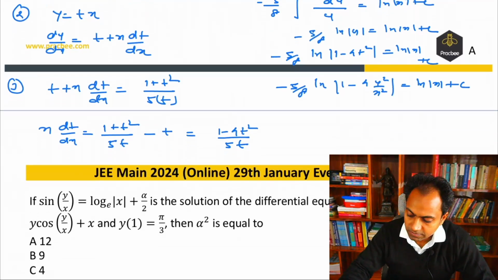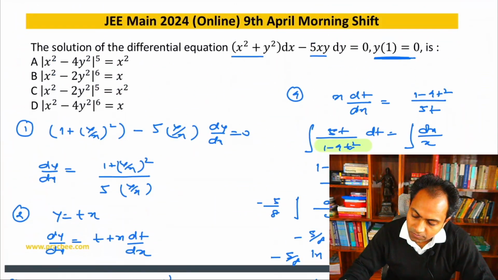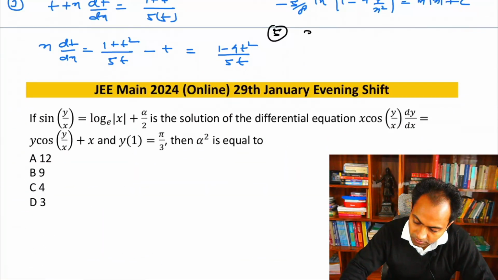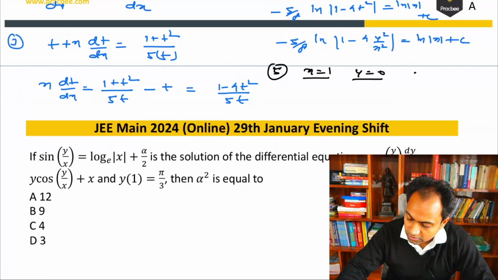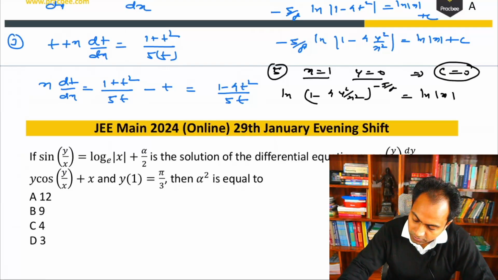Once we have done that, now what we can do is substitute the value and get the value of c. So in the fifth step, I can put x equal to 1, y equal to 0 corresponding to that. And if I do this, correspondingly the value of c will also come out to 0. So my equation reduces into ln of (1 minus 4y square by x square) raised to the power minus 5 by 8 is equal to ln of mod of x.